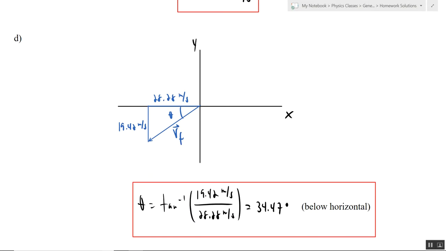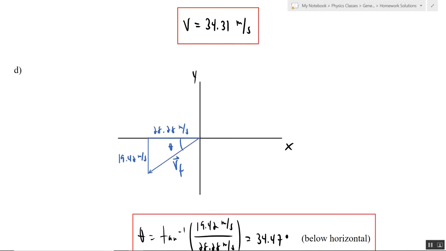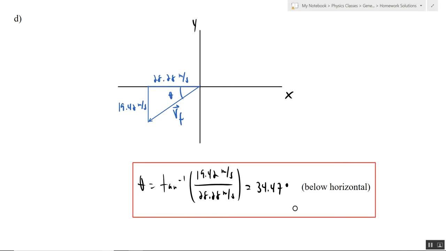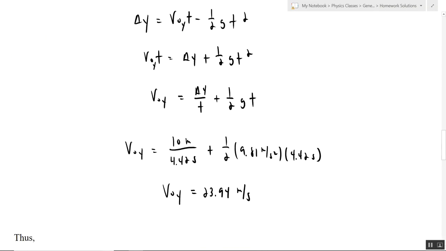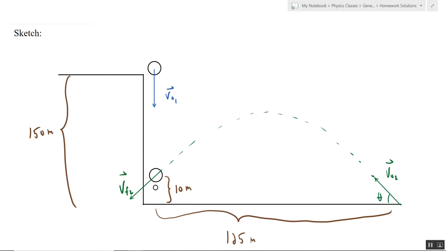And the angle it hits the ball at is, once again, the x part of vf and the y part of vf. So you do the inverse tangent, and you get 34.40. It's just coincidence that the v and theta have almost the same number. But you have 34.47 degrees below the horizontal because it's past its maximum displacement, and it's coming back down. So it makes sense that the velocity is below the horizontal. So that's how you do that one.